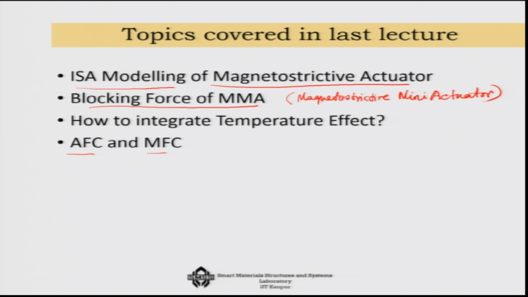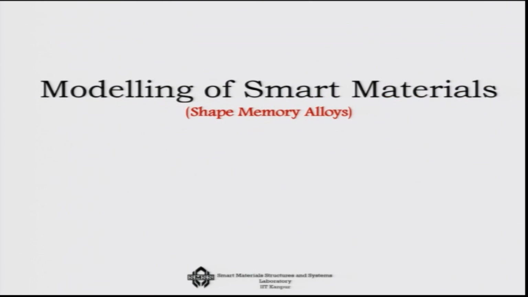Also, I have talked about two very similar kinds of smart composites. One is called active fiber composite, AFC, and the other one is macro fiber composite. These are of course made of piezoelectric material, but they behave in a similar manner as you put them in the magnetostrictive actuator.